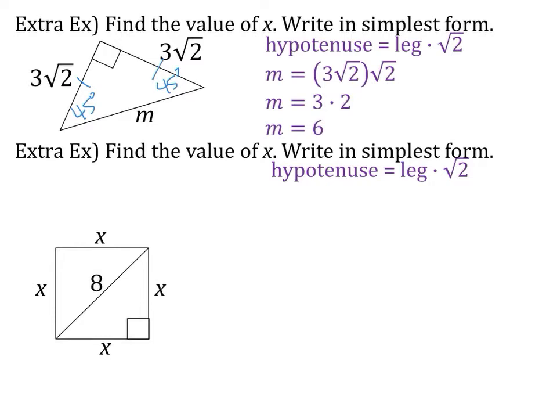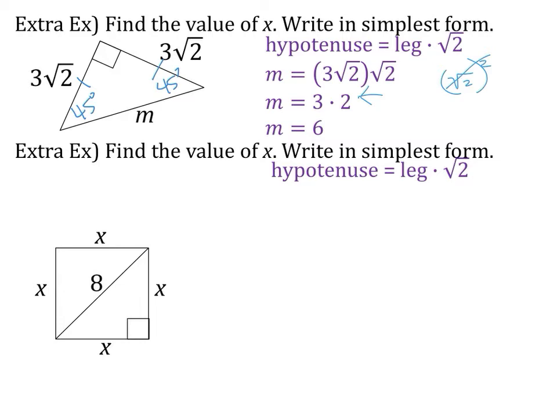Substitute what we know. So we know that hypotenuse is m. We know that the leg is 3 square root of 2, and then it's always times square root of 2. Remember, any radical times itself is the same as saying square root of 2 squared. And squares and square roots undo each other, so that's why we have just the 2 outside the radical and no more squared. So then we have 3 times 2, which is 6. So the length of the hypotenuse is 6.